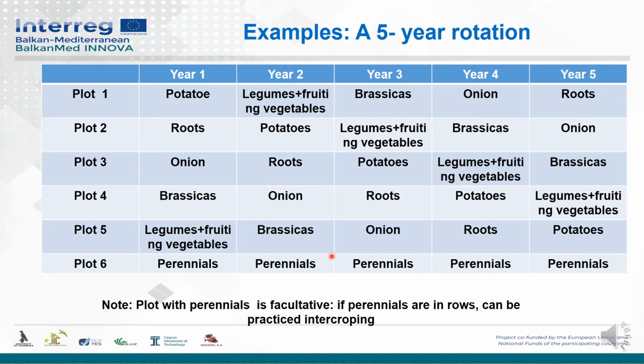In this case, I have planned again and uploaded 6 perennial plants. It is facultative. Remember that if perennials are in rows, we can practice intercropping in order to have better coverage of the soil, protection from erosion, and increased soil and aboveground biodiversity. So all the benefits that we know because of the biodiversity in the farm and its benefits.